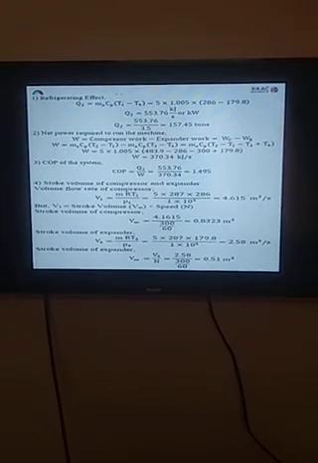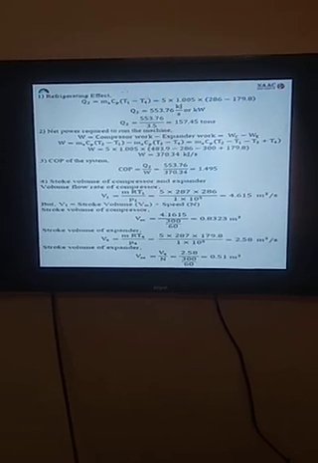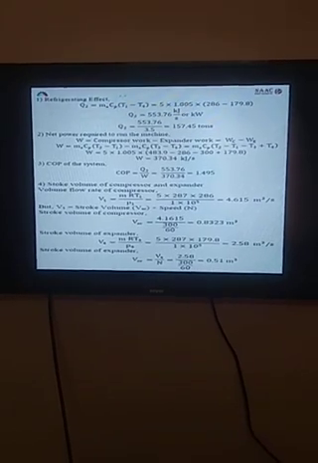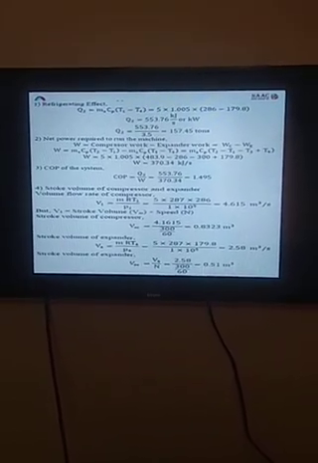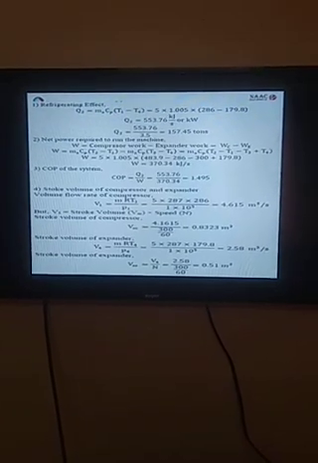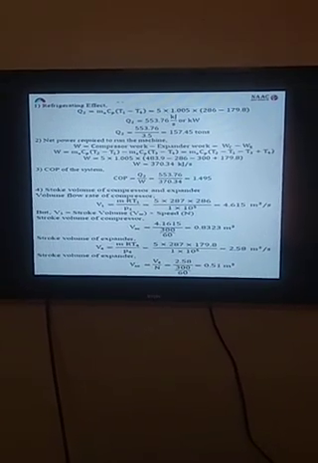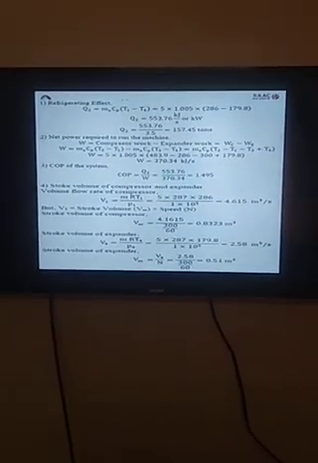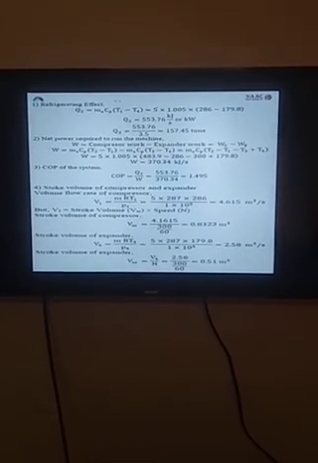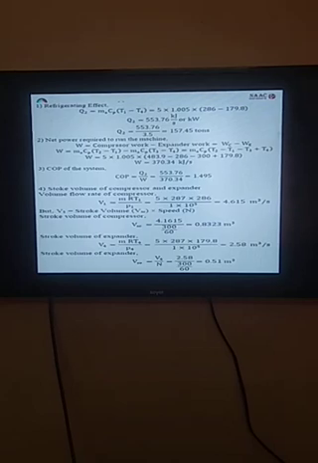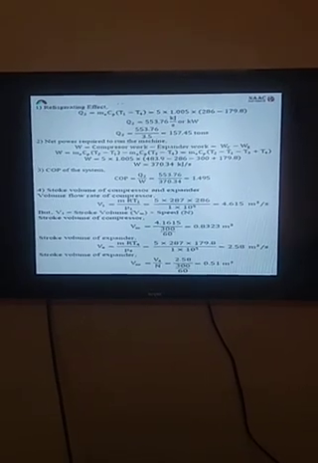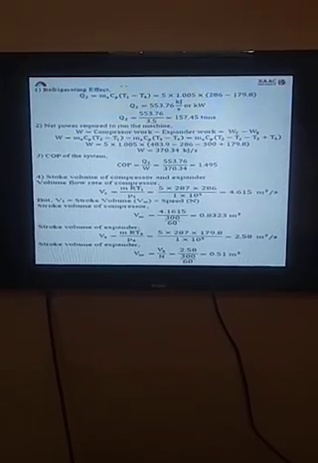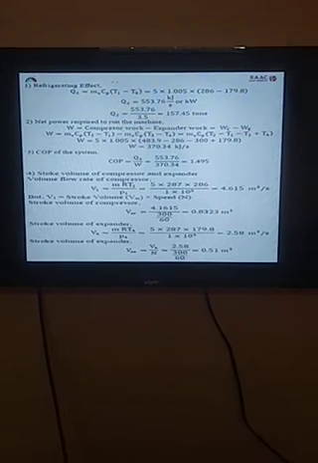This refrigerating effect we always calculate in terms of tons of refrigeration. We know that 1 TR, that is 1 ton of refrigeration, is equal to 3.5 kilojoule per second or 3.5 kilowatt. So if we divide 553.76 by 3.5, we will get the refrigerating effect value in terms of tons of refrigeration. For this particular case, the Q2 value is obtained as 157.45 tons.